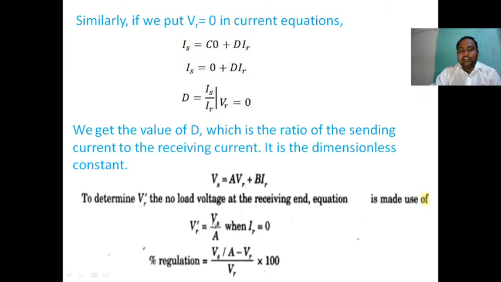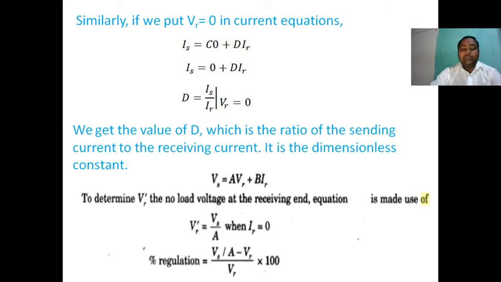Clearly VR dash is equal to Vs by A when IR is equal to 0. So the percentage regulation is equal to (Vs by A minus VR) by VR into 100. Already I told that in short transmission line, where we derive the regulation, it is (Vs minus VR) by VR into 100. We do not put Vs by A because the value of constant A in short transmission line is equal to 1. We can derive that later.